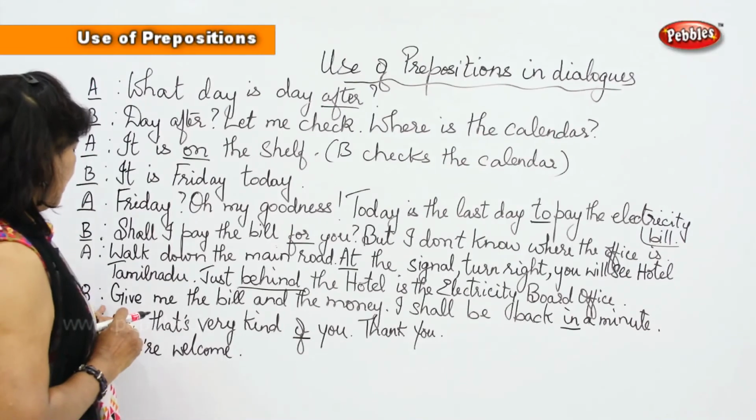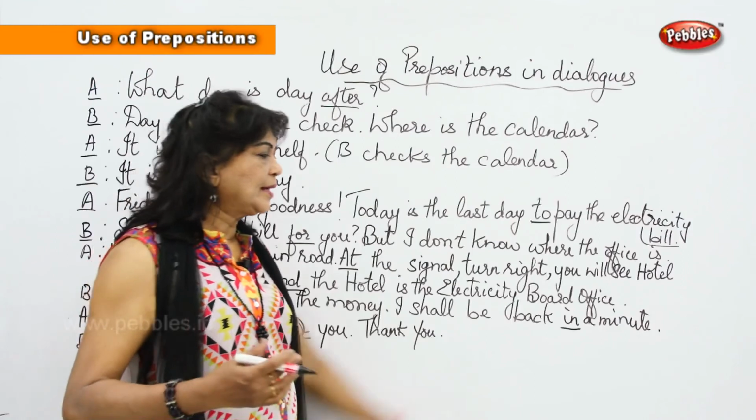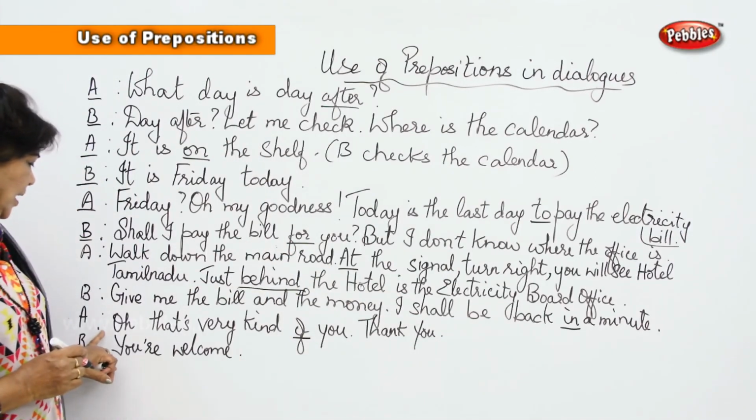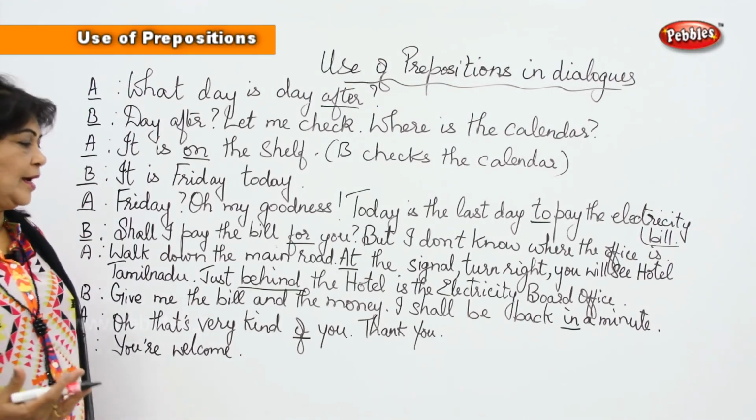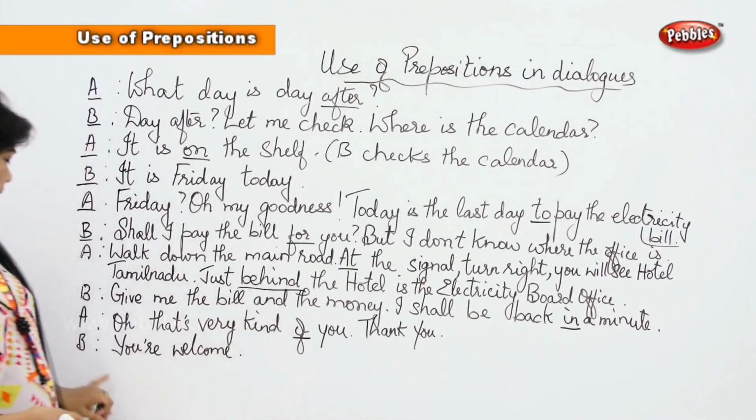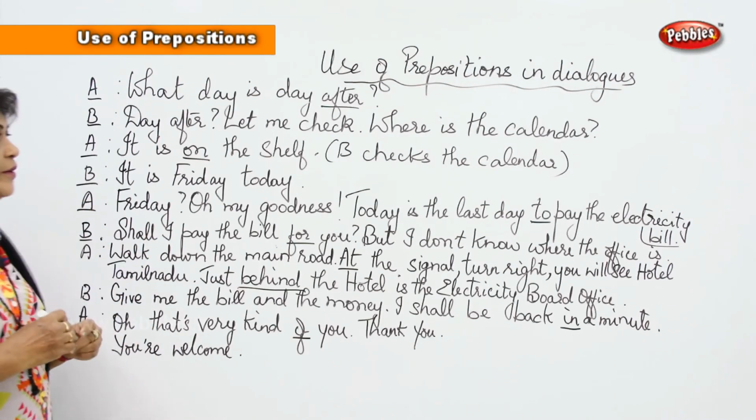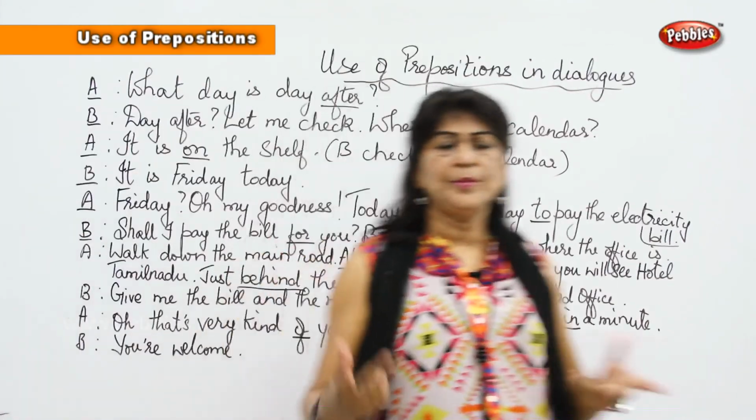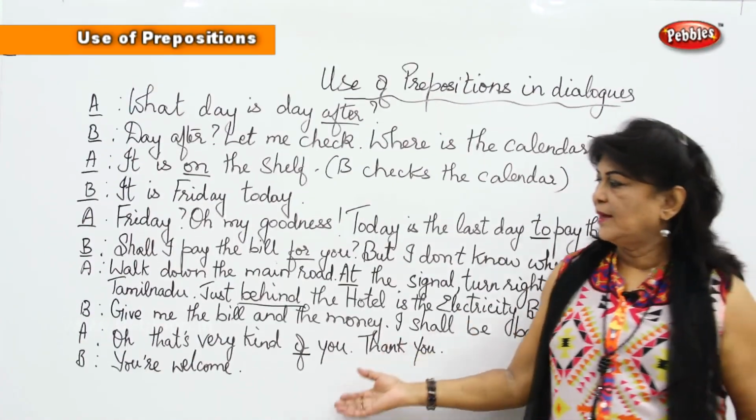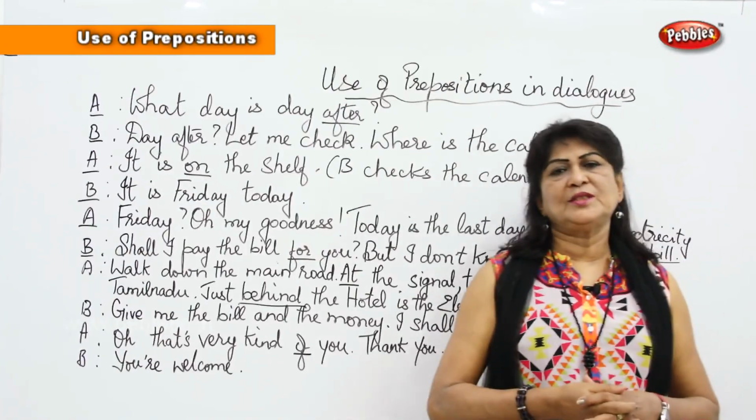B says, give me the bill and the money, I shall be back in a minute. In is a preposition. And A says, oh that is very kind of you. Of is a preposition. Thank you. And B says, you're welcome. So, this is how a conversation goes between two people, where one offers to pay and one thanks the person, and this is a general use of prepositions in a dialogue.